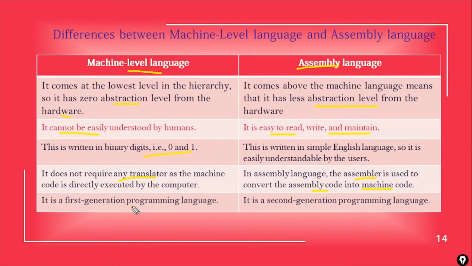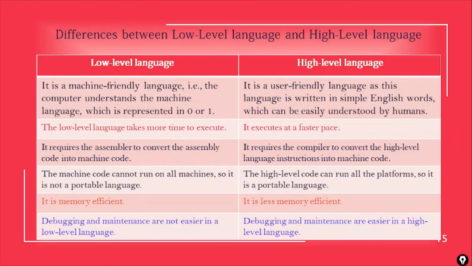These are the first generation programming languages, and these are the second generation programming languages. These are the differences between the machine level language and assembly level language. Like that, we have the differences between low level and high level languages. In the category of low level, we have the machine and assembly language. In high level languages, we have many languages. We see here the differences between these two.